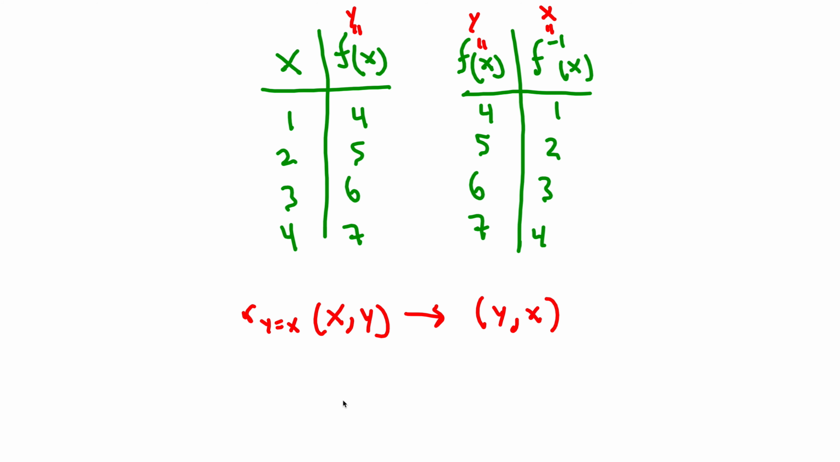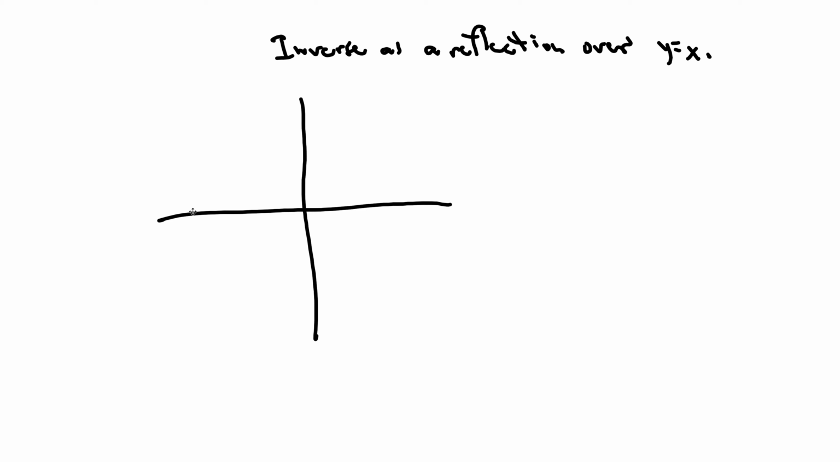Now, that's very compelling and very powerful, but it has some drawbacks. To wit, if we think of the inverse as a reflection over y equals x. Now if you don't remember what that looks like, it's actually not that bad. So xy, right? Plane.